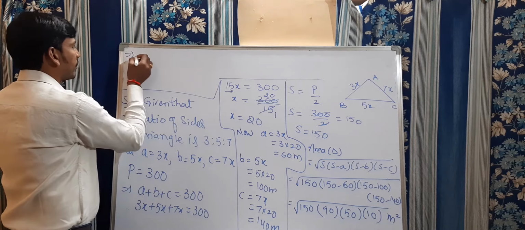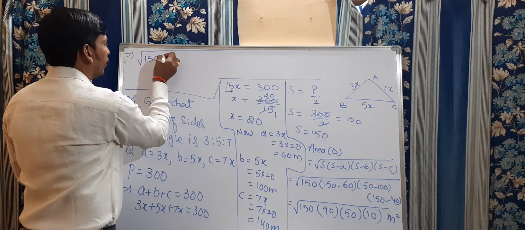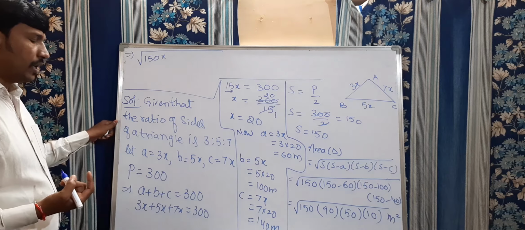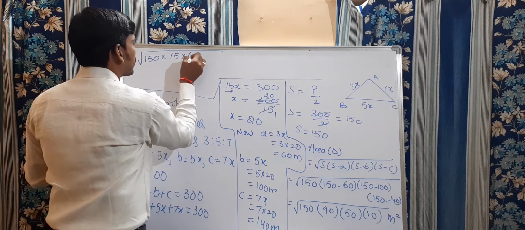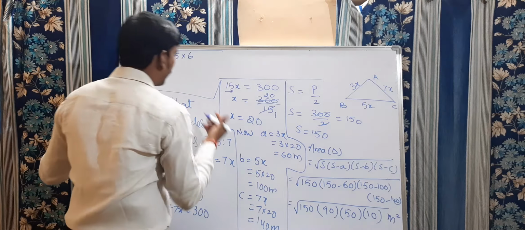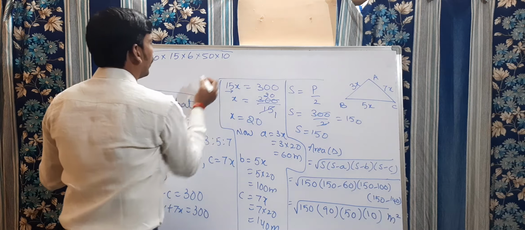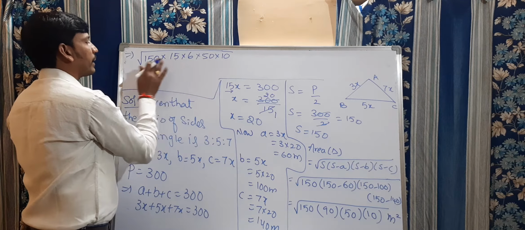Now which implies square root of 150, I am writing as it is, into this 90, I am going to write as 15 into 6, right? And that 50 I am writing as it is, 50 into 10. Now see this here, this 15 and 10 will become 15 tens are 150, because I have already 150 there, which implies I am going to write here only.